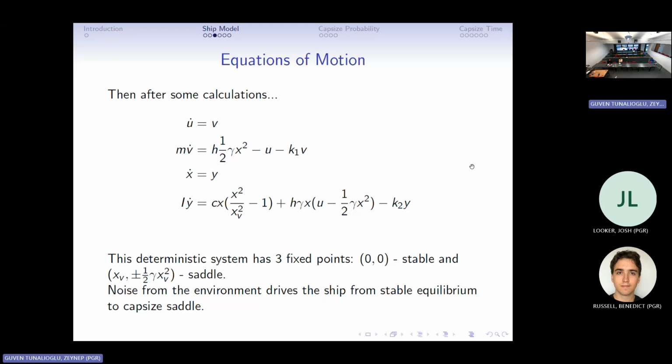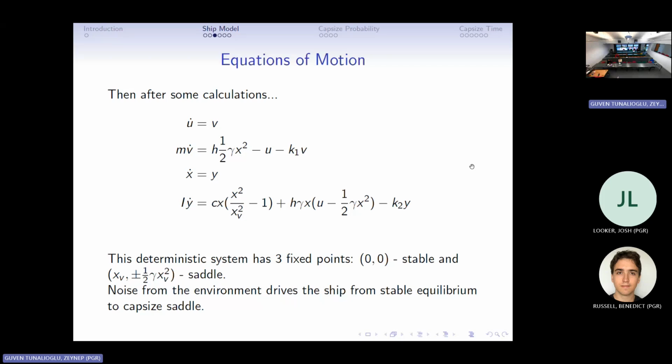The first critical point is the stable equilibrium, where we have no roll, no heave, just the ship in steady water. And we have two saddles. Those two saddles correspond to where the ship loses its stability. When the wave is too large or the force is too large, the ship capsizes. But we see that the instability comes from the roll direction, not from the heave direction.